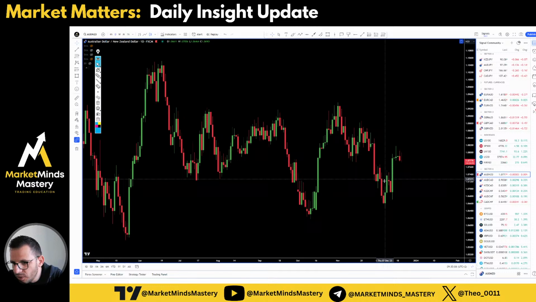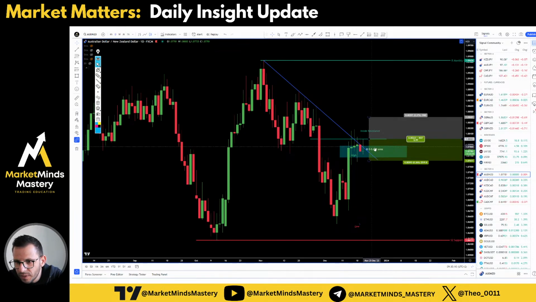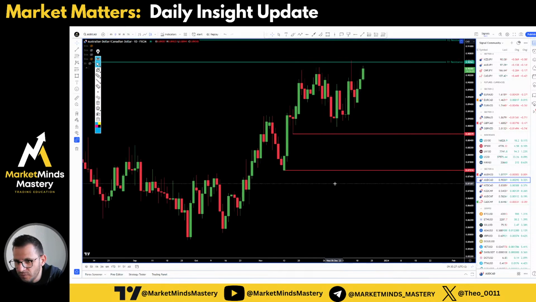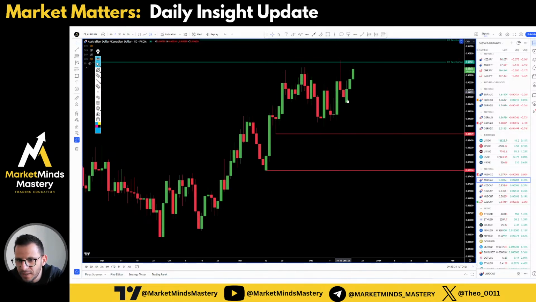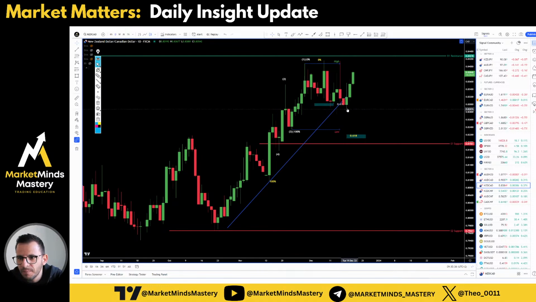Australian dollar New Zealand. From this point here, I was looking to get some trades to the downside, to be honest, but both of them, Australian dollar and Kiwi, are extremely strong. Therefore, I don't know which one is going to win the battle, so I'm not very interested. Australian dollar Canadian dollar, the price is a bit weird at this point, so I'm not looking to take any trade.